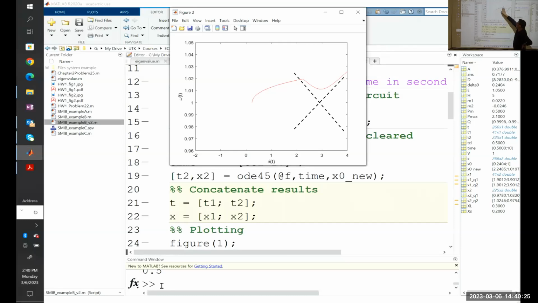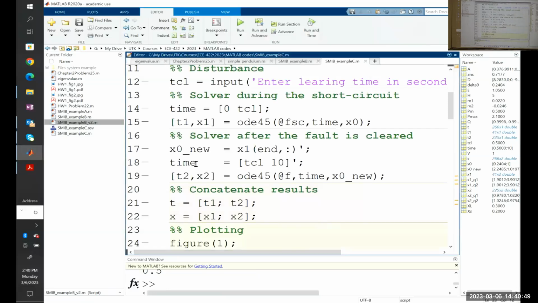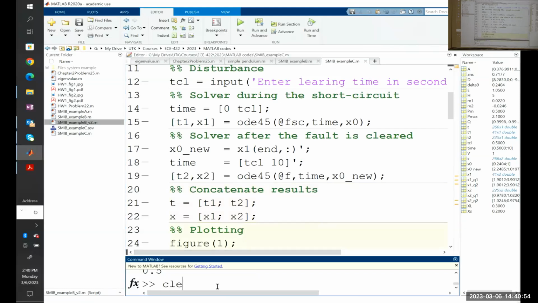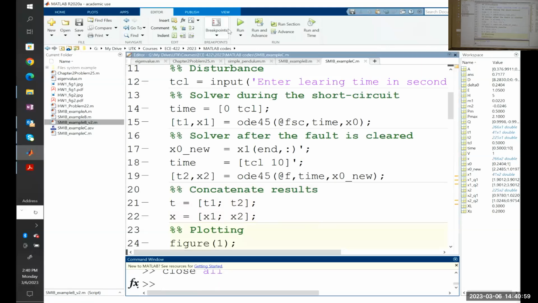What can we say about this behavior? We're talking about the clearing time. We're talking about how much we're going to let the fault be present in the system. And from this situation, we can anticipate that there must be a critical time to clear a fault. This is a very simple system, but we can play with this, and we're going to talk about this soon, but we can play with this and try to find that critical clearing time.